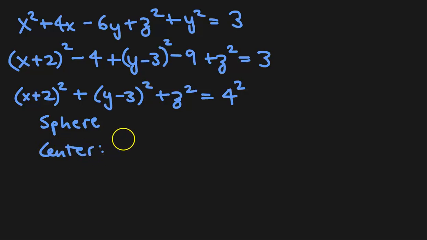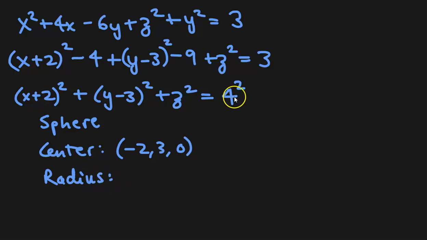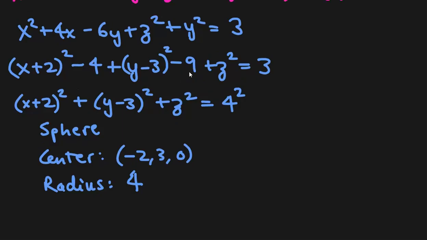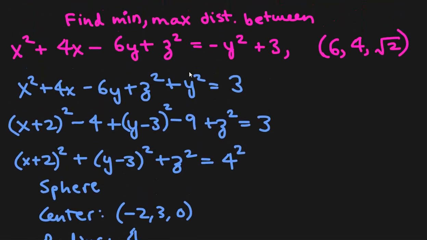So the center is going to be at (negative 2, 3, 0). The radius is given by this over here, very similar to the equation of a circle. So that's why I wrote it as 4 squared. The radius is 4. Okay, now let's go back to the question over here. How can you find the minimum and maximum distance between this equation and this point over here?